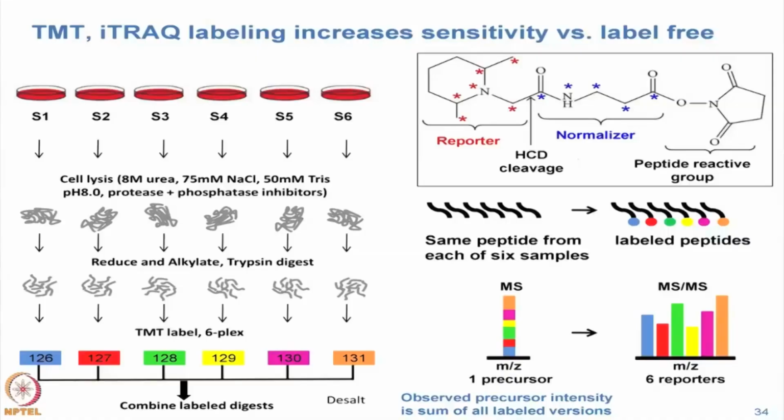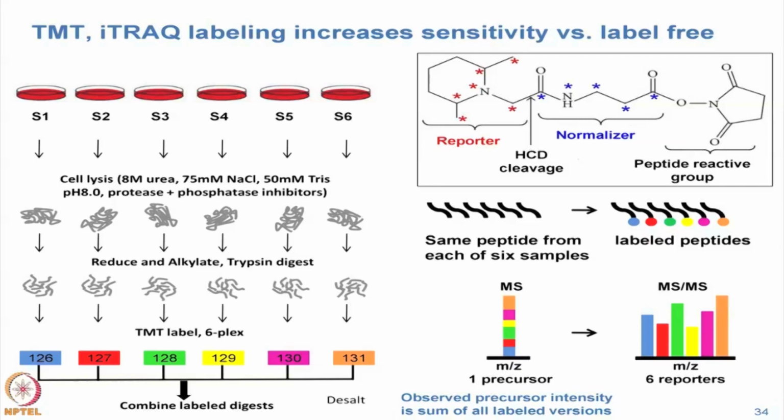After you fragment, you have the reporter ions, and the peak height shown here enables you to do the quantitation back to the samples they came from. This is the chemical structure of the label, and where the asterisks are is where you would put C13 or N15. In order to do the labeling, you're going to put in 5 labels.